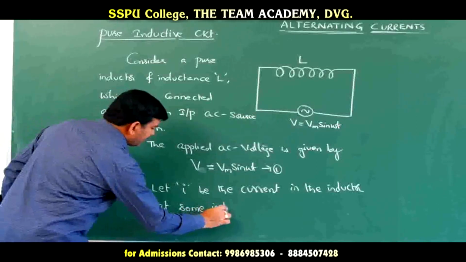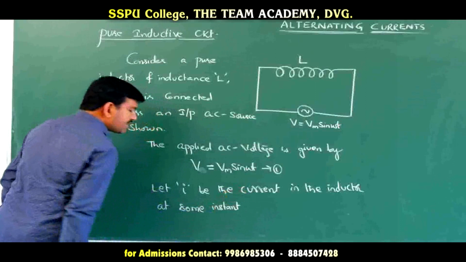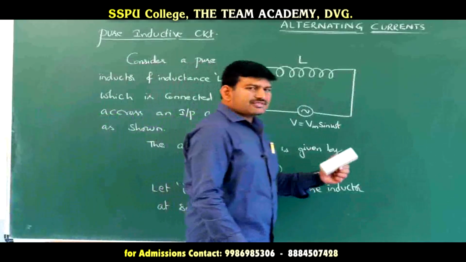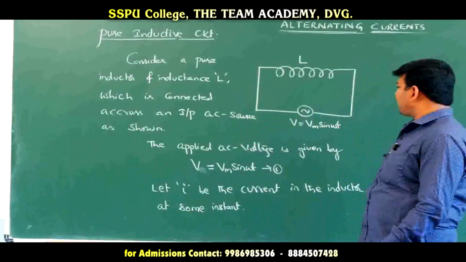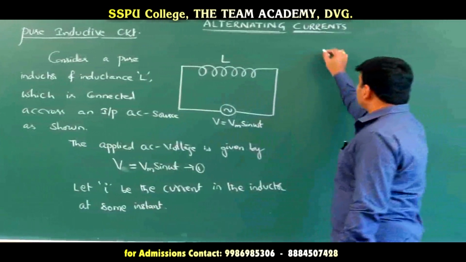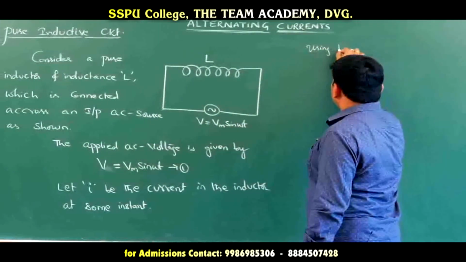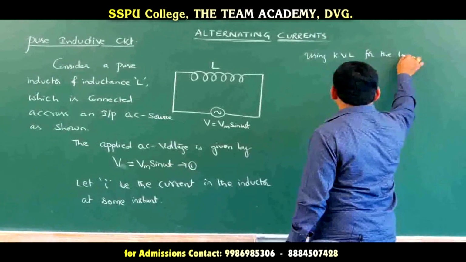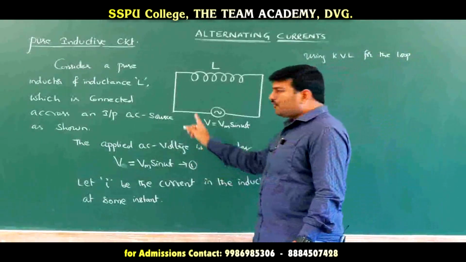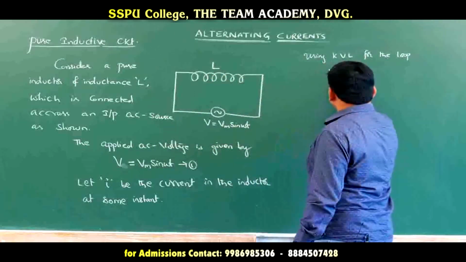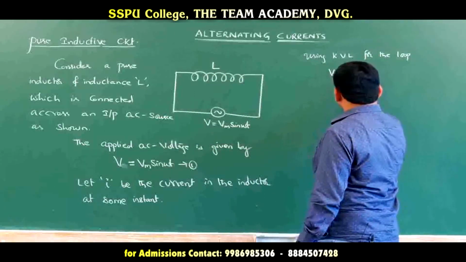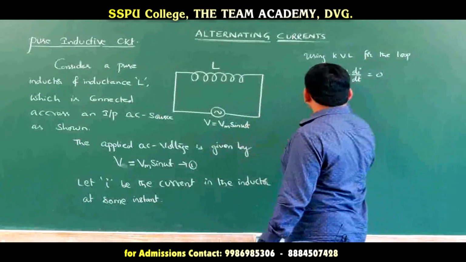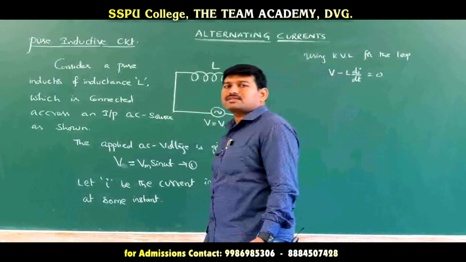That means at a particular time, the current in the circuit, we are choosing it as I at some instant. Is it clear? Now using the KVL, Kirchhoff voltage law, for the circuit, for the loop, what can I say? V minus L into di by dt is equal to 0. Where V is the applied voltage and minus L into di by dt is the voltage drop across the inductor.